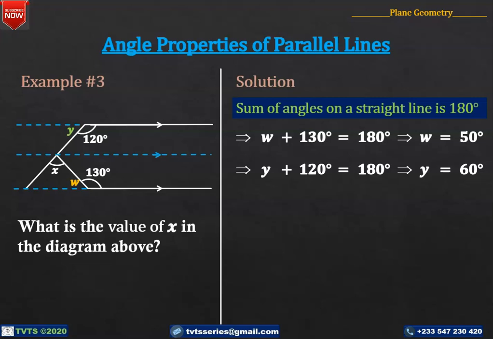Our second hint is that alternate angles are equal. This angle and this angle are alternating. This implies that this angle is also W, which is 50 degrees. Again, these two angles are also alternating. Hence, this angle is also Y, which is 60 degrees.